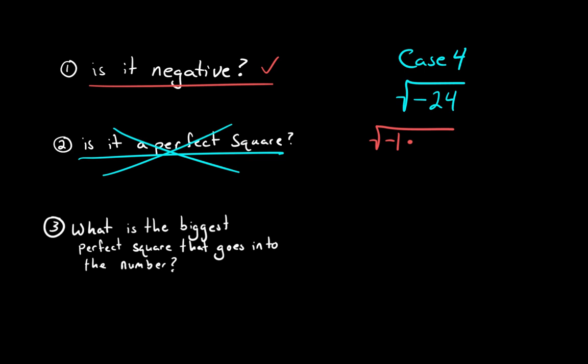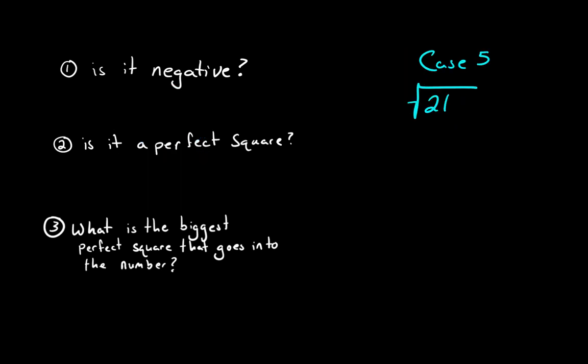So we're going to have to continue to break down the 24. What is the biggest perfect square that goes into 24? The biggest perfect square that goes into 24, I believe, is 4. So we can rewrite it as 4 times 6. So we just want to separate it and take the square root of each of those different factors. Square root of negative 1 is i, square root of 4 is 2, and the square root of 6 we can't actually do, so we'd leave it as the square root of 6.